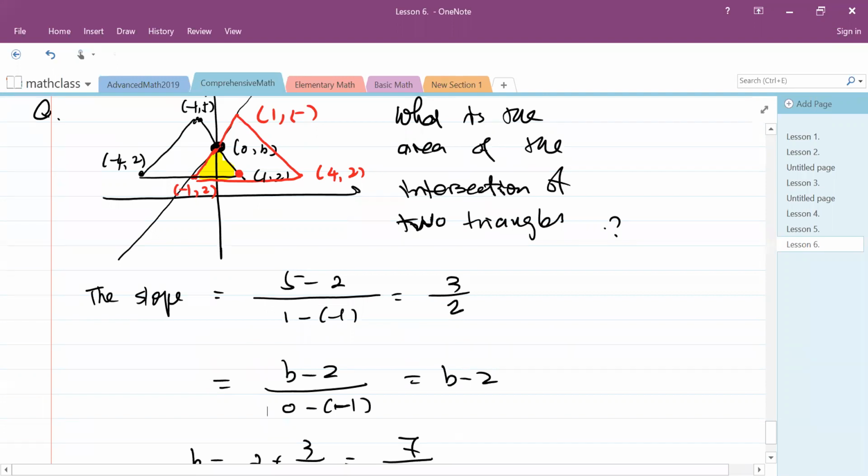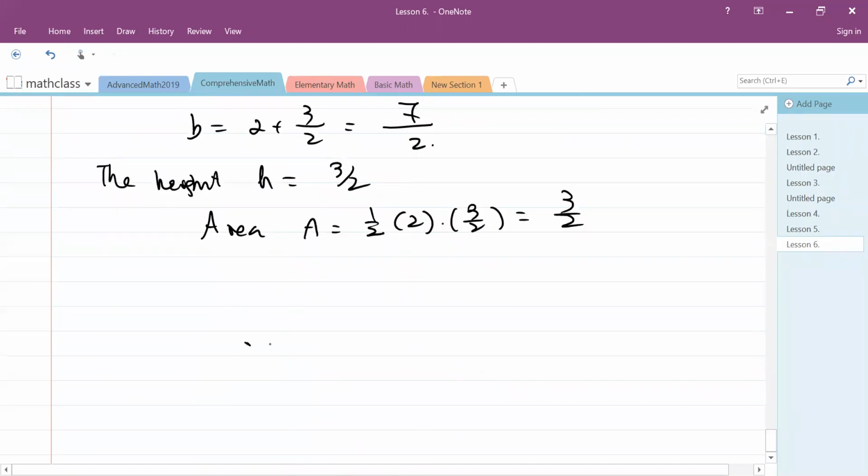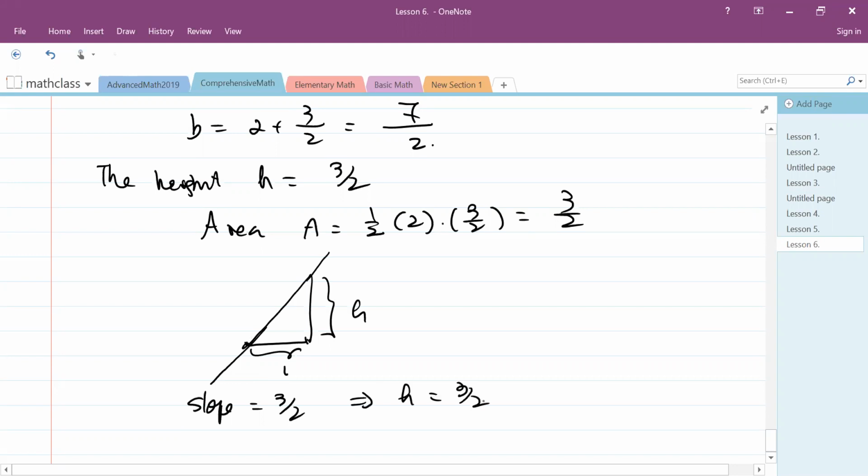Okay. And another, you don't need to find the intercept even, because if you know the slope is 3/2 and this side is 1, the other side must be 3/2. Okay. Yeah, because h/1 is going to be 3/2. So that implies h is going to be 3/2. If you have a triangle like that, if you know the slope of this other side is 3/2, that implies h must be 3/2. Okay.